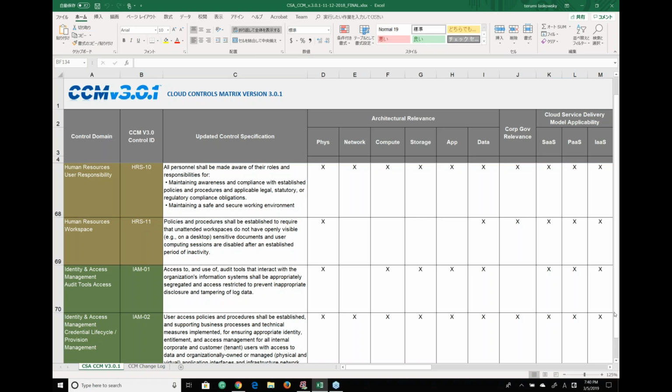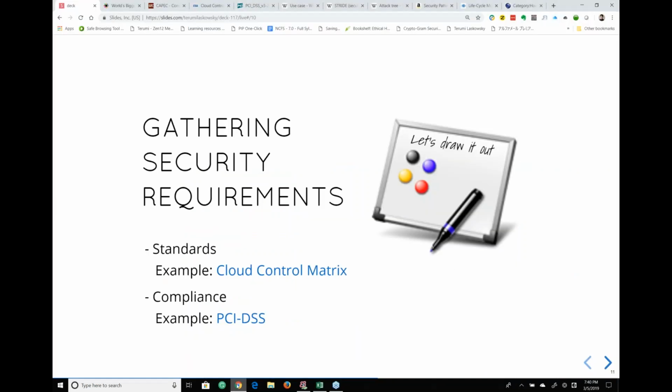There are a bunch of things in here, so that if whoever is giving you requirements is creating a cloud security system, they may give you a bunch of these things as a design requirement. The next one is PCI DSS.